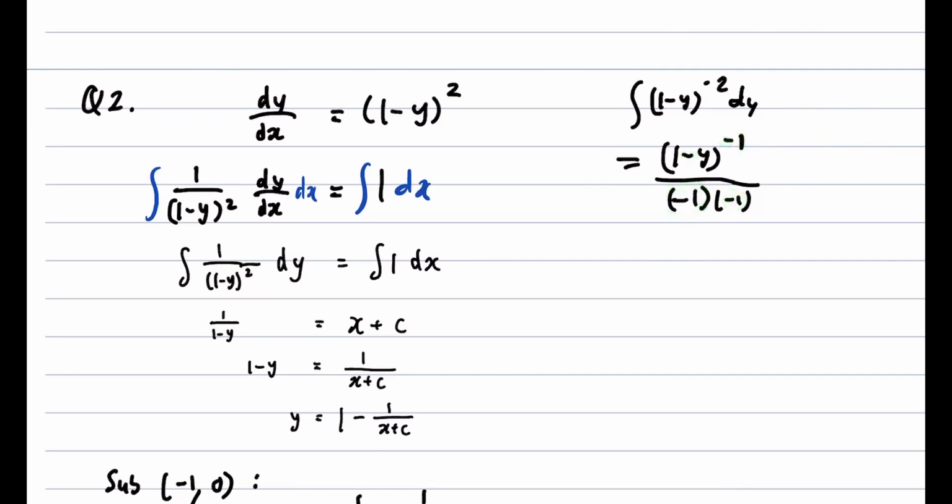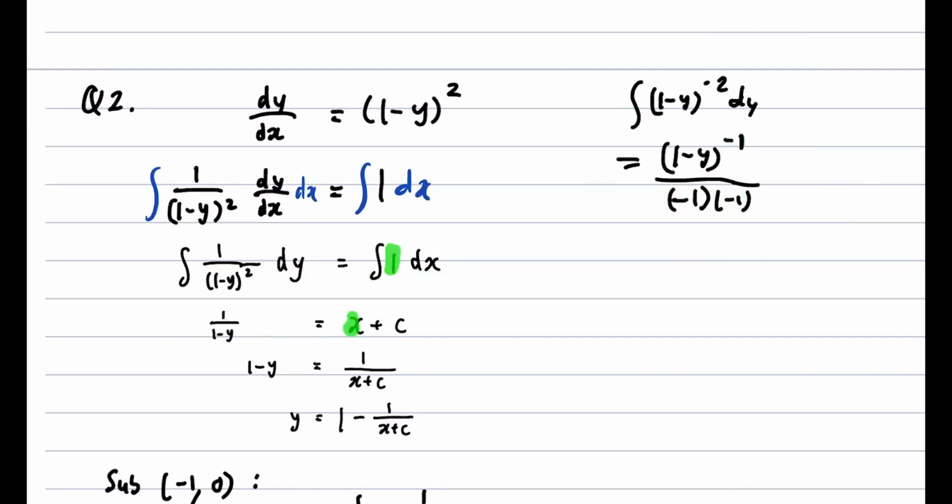Okay, good. Then -1 times -1 gives you +1, so I can just ignore the denominator already. This is power -1, so you can rewrite it in positive powers. So it's 1 over 1 minus y. This is what I get over here, 1 over 1 minus y.